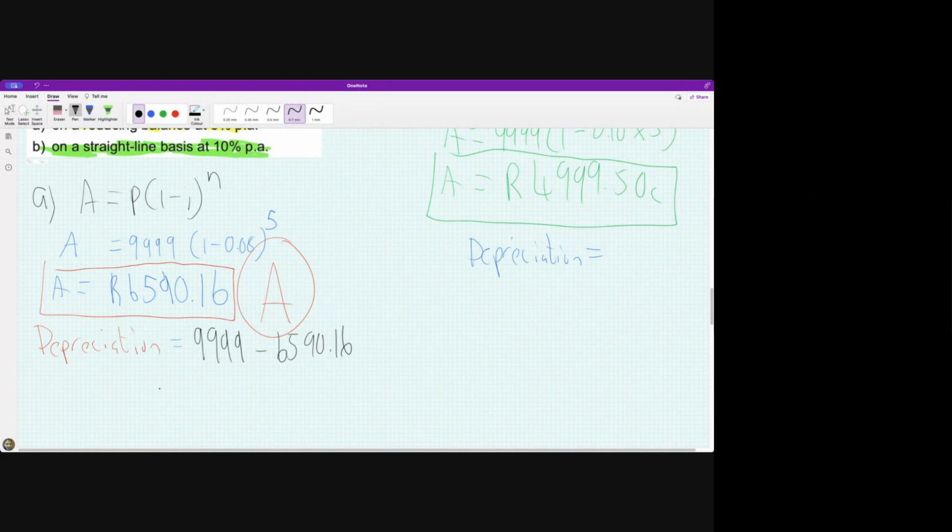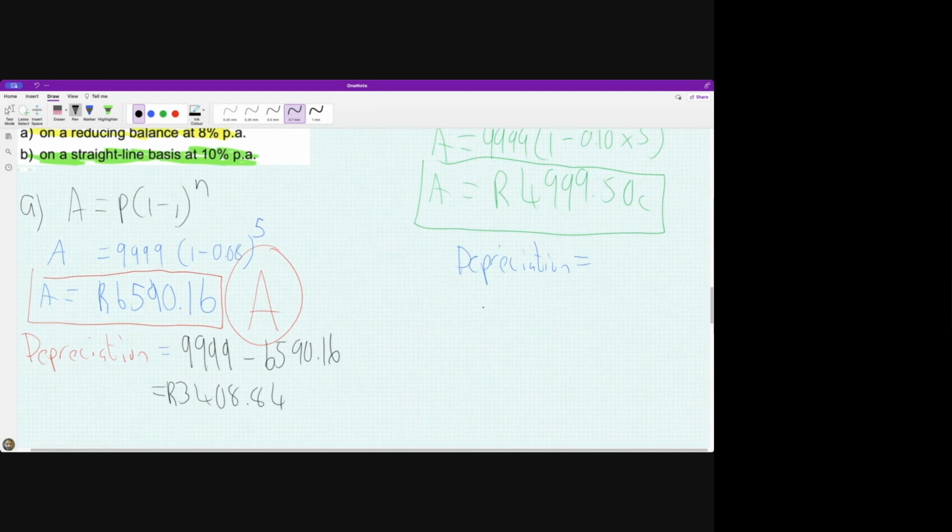And that would be 3,408.84 Rand. How much depreciation has there been for the other one? Well, that's actually quite easy because it was half. So it's just going to be 499 and 950.